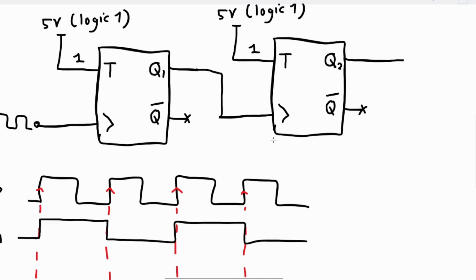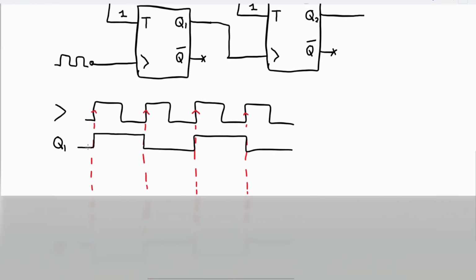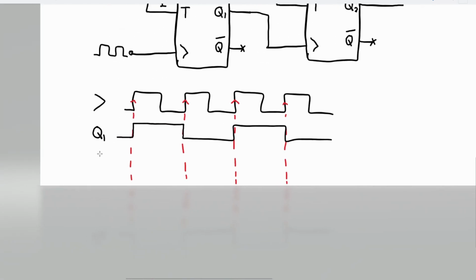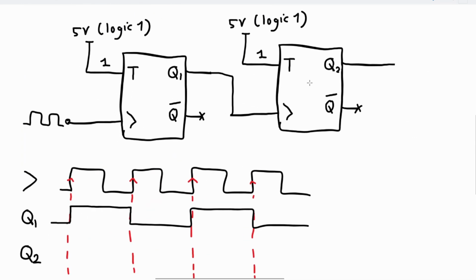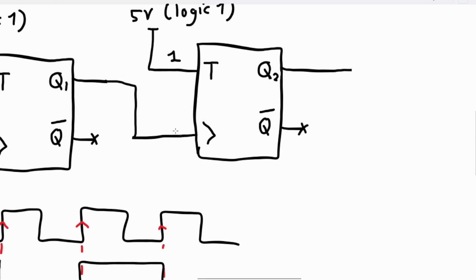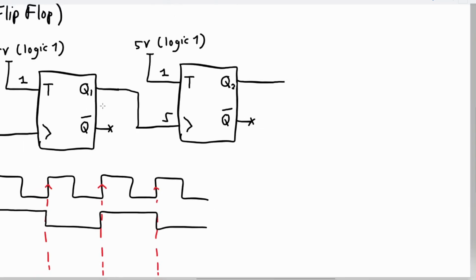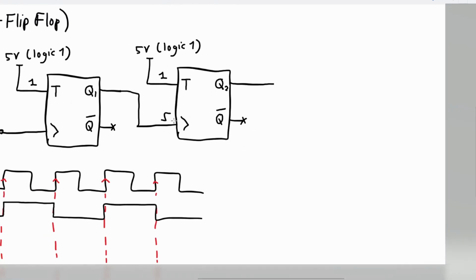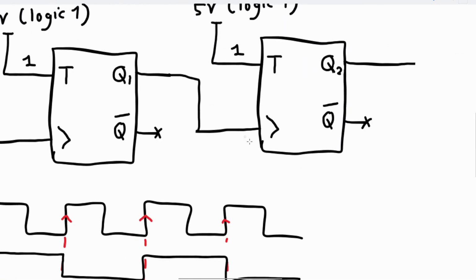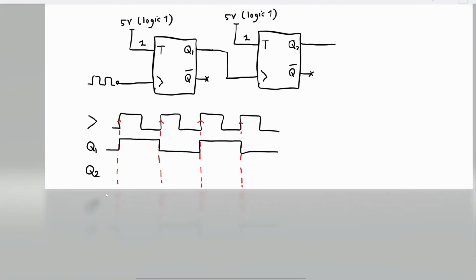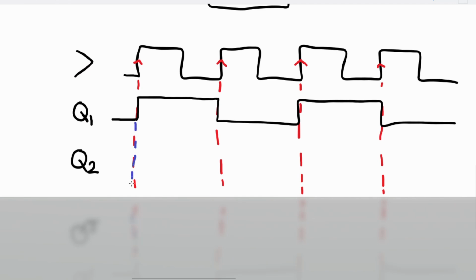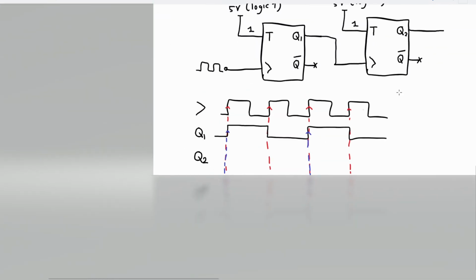So let's connect Q1 to the clock of the next T flip-flop. And since the second flip-flop is going to act on the rising edge of the clock of Q1, it's going to act on the rising edge of Q1. So I'm going to mark all the rising edges of Q1. So this is here. That's 1 and that's 1. You see there. So now we can draw the waveform.